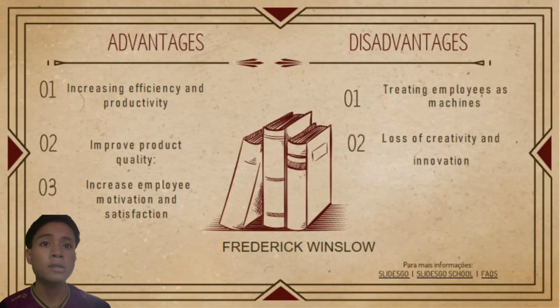Some advantages and disadvantages of the principles of scientific management developed by Frederick Winslow Taylor. The benefit is firstly increasing efficiency and productivity. The principle of scientific management aims to increase efficiency and productivity in the production process by eliminating wastage of time, energy, and material. Second, improve product quality. By developing standard work methods and strict supervision, this principle can help improve product quality and reduce production errors.